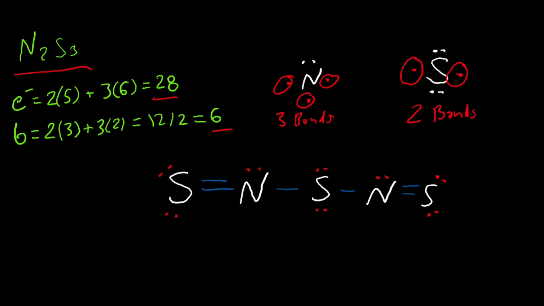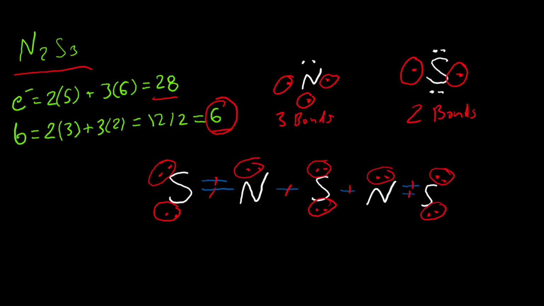So now let's confirm with the numbers that we are given. We do indeed have 6 bonds, and we have 2, 4, 6, 8, 10, 12, 14, 16, 18, 20, 22, 24, 26, 28 electrons, including the bonds which count as 2. And that, ladies and gentlemen, is how you know if you've done a molecular compound correctly. Let's take a crack at another one.